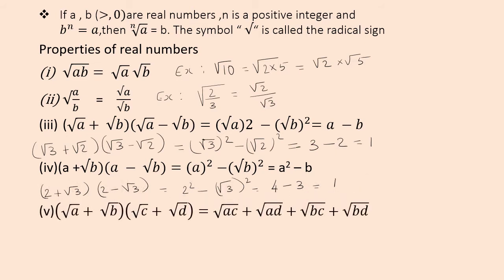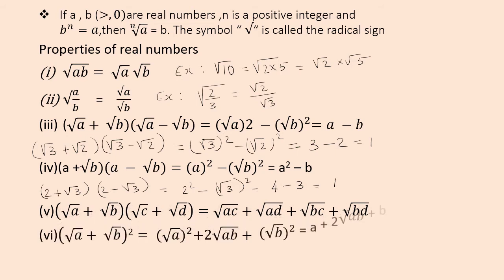Now root a plus root b multiplied by root c plus root d equals root ac plus root ad plus root bc plus root bd. You can better understand this by doing the sum in the exercise.